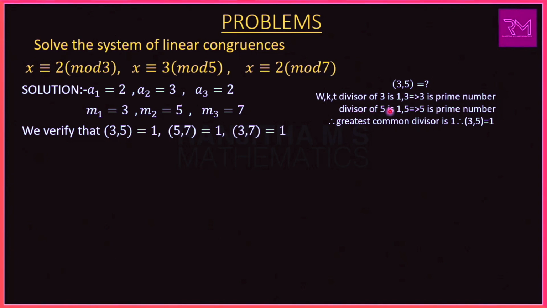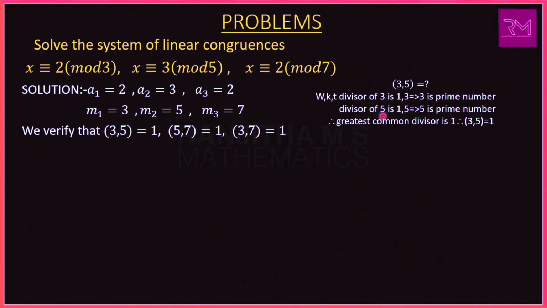Similarly, we have to find the divisors of 5. The divisors of 5 are 1 and 5 itself. Here 1 divides 5 and 5 divides 5, so 5 is a prime number, because 5 is divisible by 1 and the number itself. So the divisors of 3 are 1 and 3, and the divisors of 5 are 1 and 5.